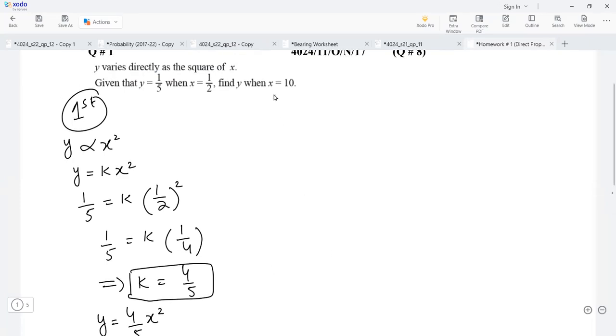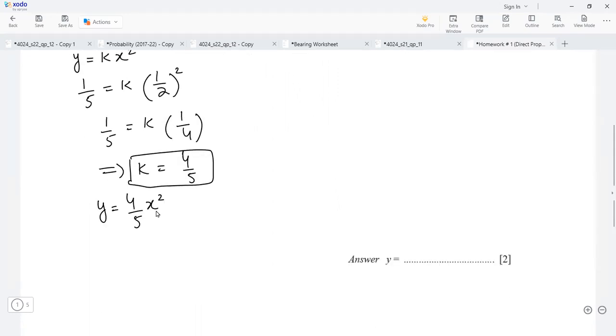So what do we have to do next? We have to find the value of y. In place of y, we write y, no need to change anything. But in place of x, we place 10 here. So replacing the value of x with 10: 4 over 5 times 10 squared.